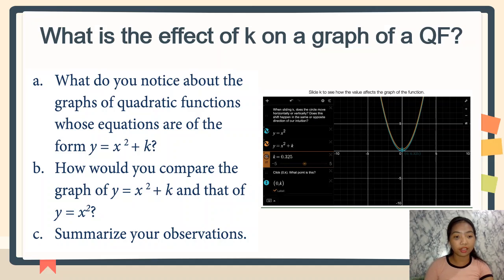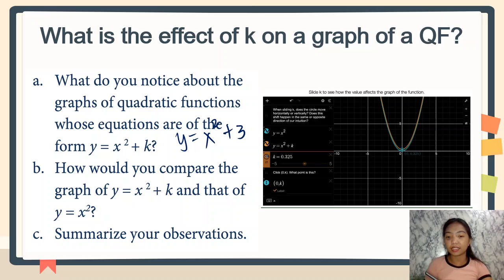Notice here in the slider function on the left side, we have k equal to 0.325. That means if we increase the value of k, or we put a positive value of k, the graph will move that many units upward. For example, I have y equals x squared plus 3. Since the parent function has the vertex at (0, 0), here we have a 1 for a, a 0 for h, and 3 for k. So the graph will move 3 units upward, and the vertex will be at (0, 3).